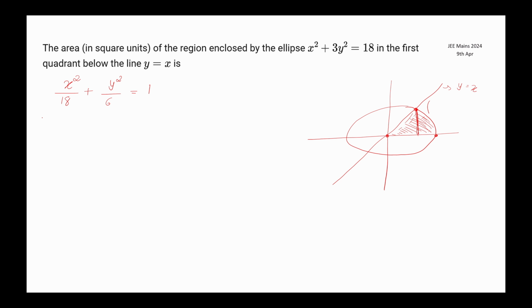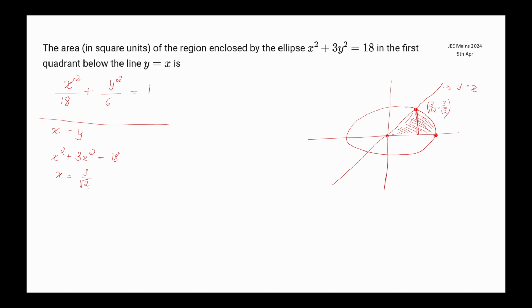Let me put the value of x is equal to y in this equation. What am I going to get? x square plus 3x square is equal to 18. So from here we get x to be 3 by root 2. I hope you are understanding. This would become 4x square. Taken below, this would become 9 by 2, and taken under root, this would become 3 by root 2. So this is 3 by root 2 comma 3 by root 2.